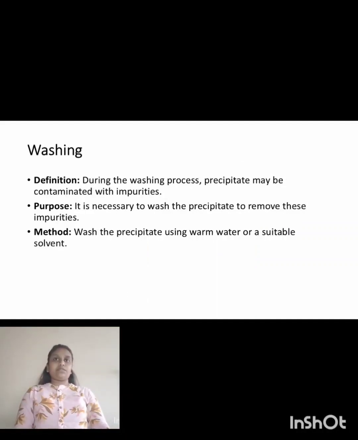The fifth step is washing. During the process, the precipitate may be contaminated with impurities. It is necessary to wash the precipitate to remove these impurities. Wash the precipitate using warm water or a suitable solvent.